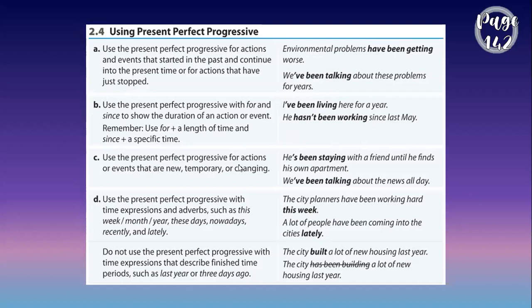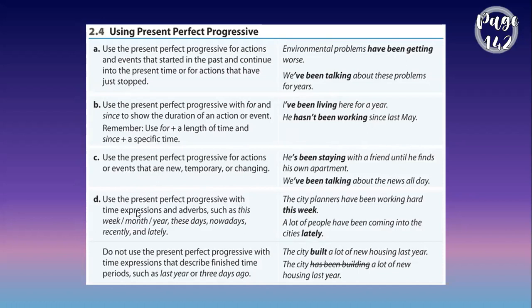Use the present perfect progressive for actions or events that are new, temporary, or changing. Okay, always events. He's been staying with a friend until he finds his own apartment. So this could change. He's going to stay there. It's going to be temporary, and suddenly it's going to change.